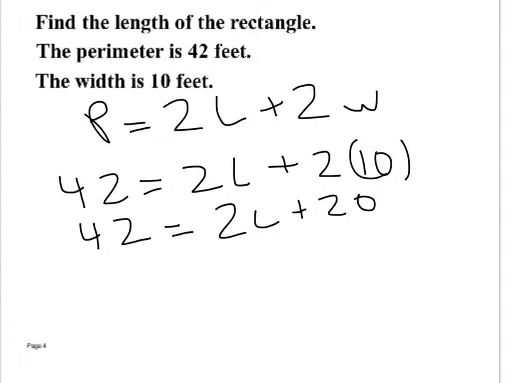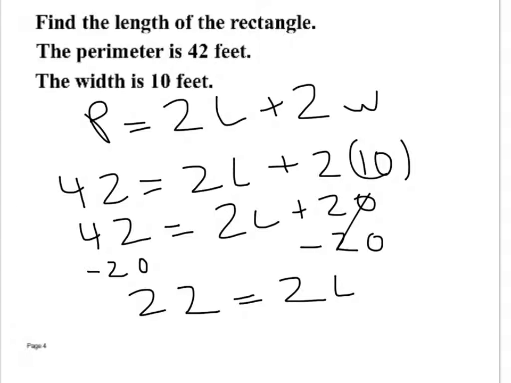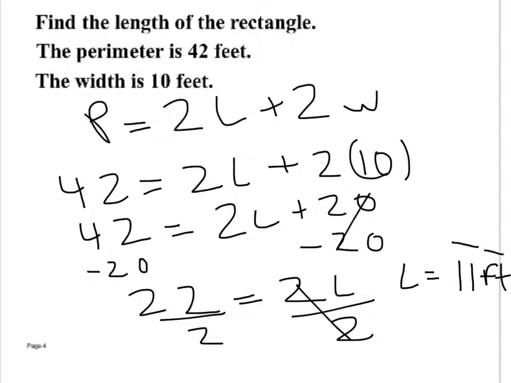We know how to solve this. We've been solving all last couple weeks. So we subtract 20. Gives me 22 equals 2L. So I divide by 2. My length has to be 11. And we have to write our units, which is feet. Length is 11 feet. How did we get the W that way? It says width is 10 feet. Oh, so that's how we got it.